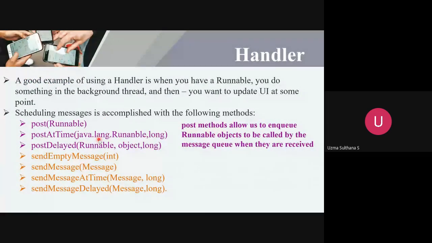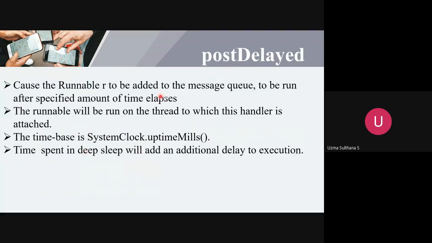You can see here we have post at time and post delayed. In detail we have seen what exactly postDelayed is along with the syntax. With postDelayed, we have a runnable R, which is going to add a message inside the message queue to run after a specific amount of time. So R is an object of a class. This object we are going to add inside the message queue, and the runnable will be run on the thread. As you know, runnable is a class which is run on a thread. So it is going to handle the handlers.